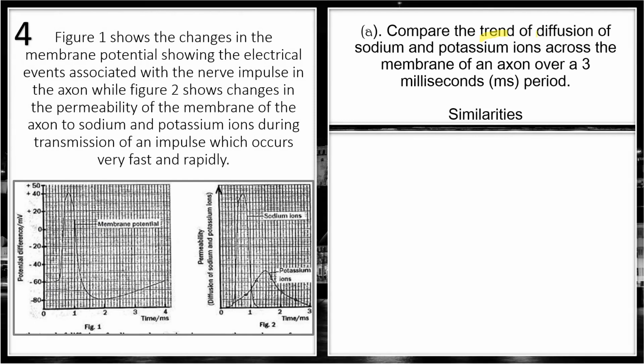Compare the trend of diffusion of sodium and potassium ions across the membrane of an axon over a 3 millisecond period. We shall look at the similarities. Here we have our graph of the diffusion of sodium and potassium ions per given time.